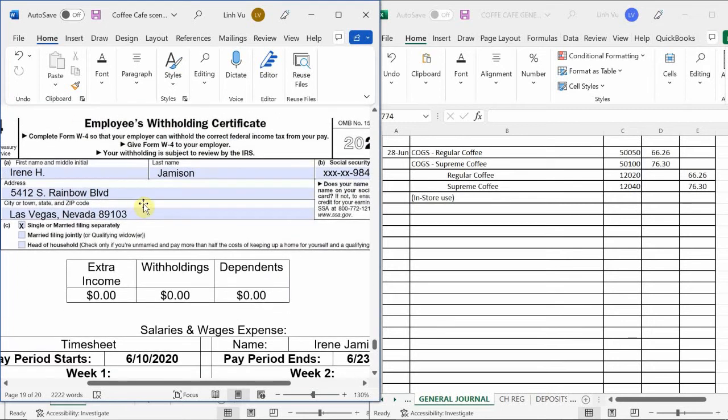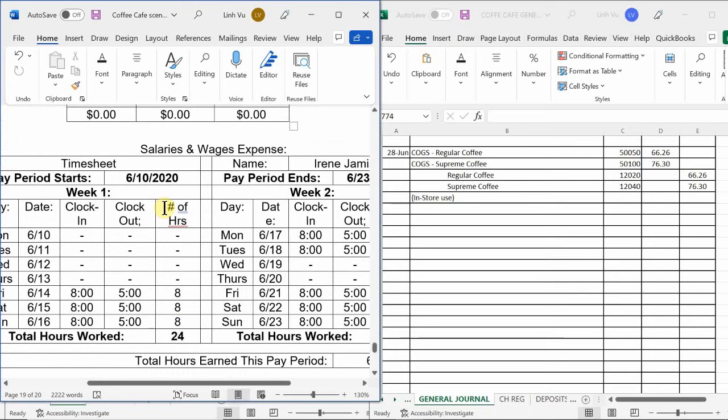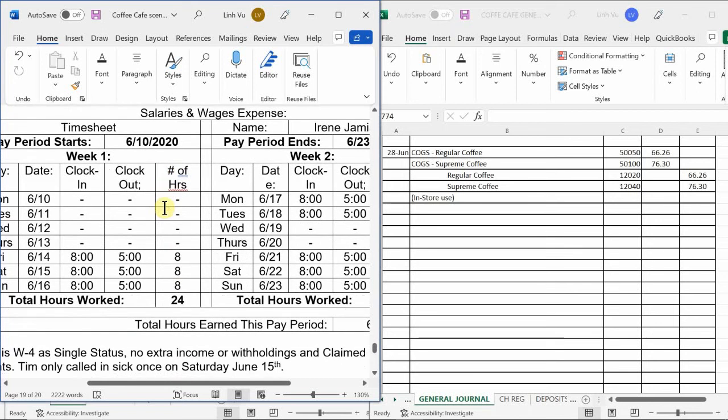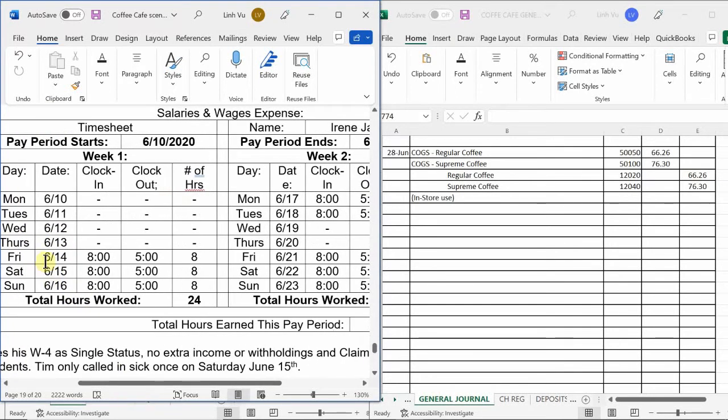So in this case, let's take a look at Irene's timesheet, because we told her she's going to start working on that Friday, June 14. Here's the payroll period. This is where it started, and this is where it ended. It started on the 10th of June, and it ended on the 23rd. She didn't work on the 10th, 11th, 12th, or 13th because we were hiring her. We scheduled her to come in for training on the 14th, and these are the hours that she clocked in.